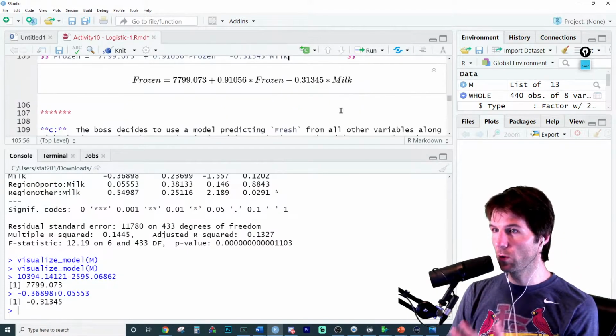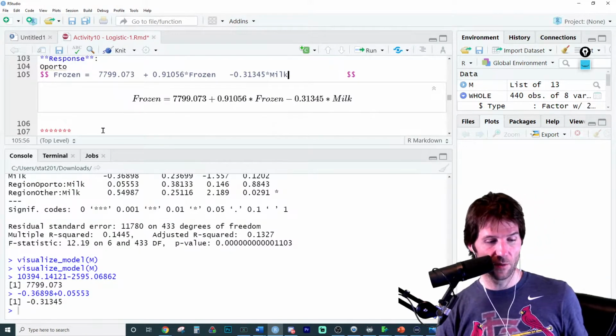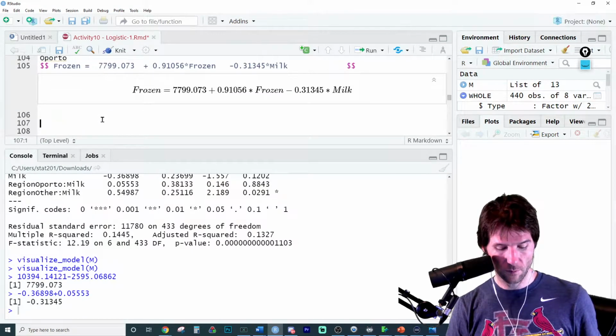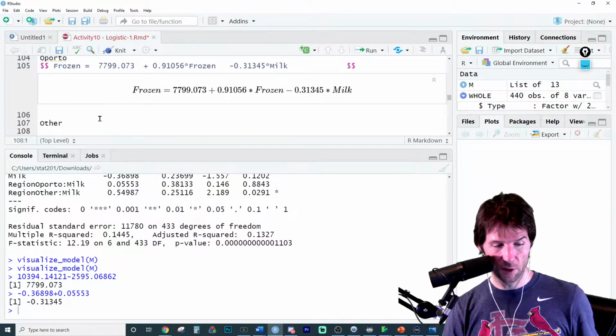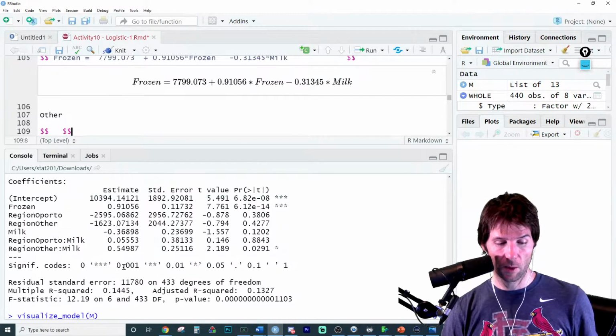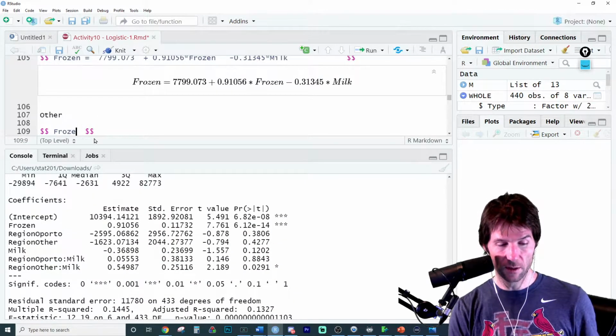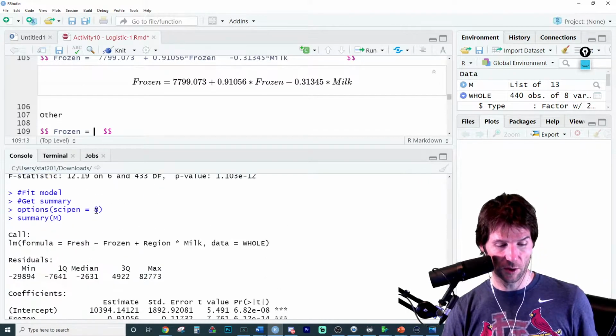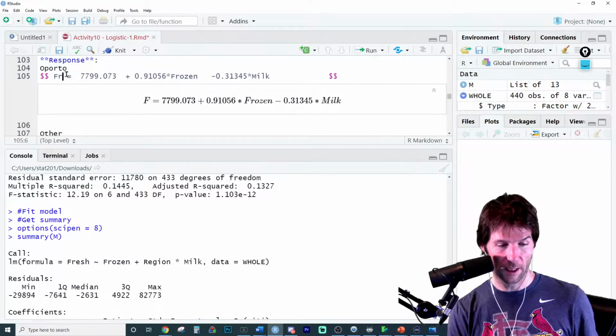But once again, we're just doing this now by taking the output if we do it for region other. And what will we take first? Well, we're going to call our double dollar signs to do the notation. And we're going to first say we're predicting frozen equals, we're predicting fresh, aren't we? Predicting fresh. Oh my gosh.